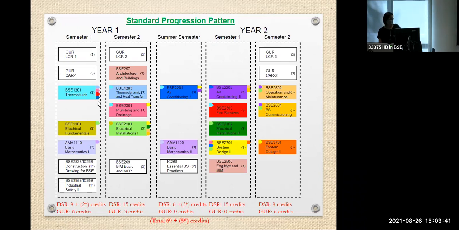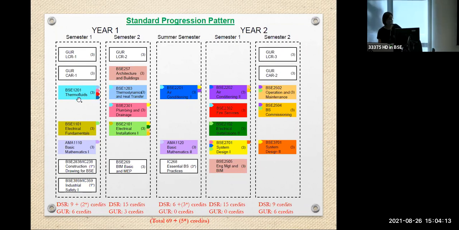And you can see some arrows here, right? So this is a diagram to explain the progression pattern and also the prerequisite requirements. For this subject, BSE 1201 Thermofluid, on the right-hand side you see 1, 2, 3, 4 arrows. It means that this subject is the prerequisite subject for 4 other subjects.